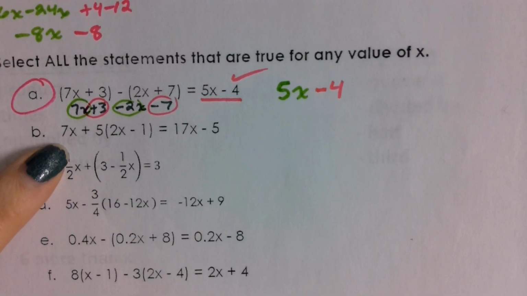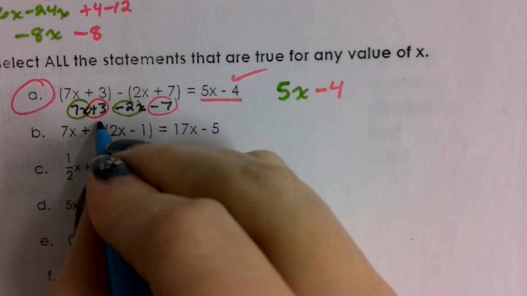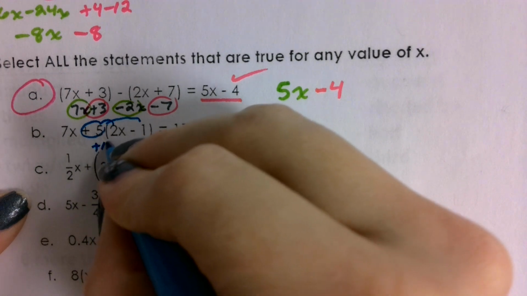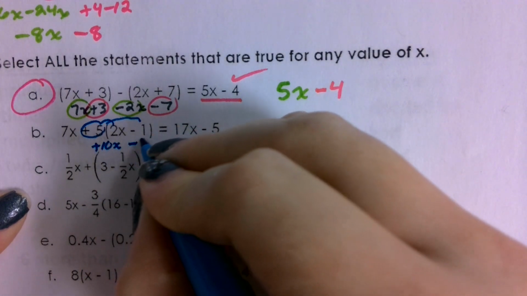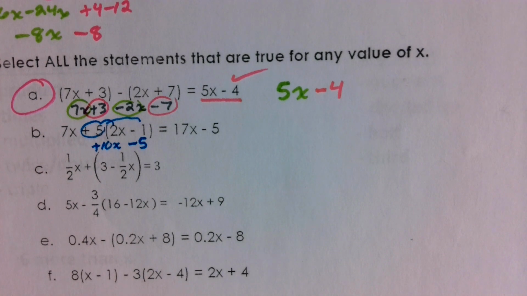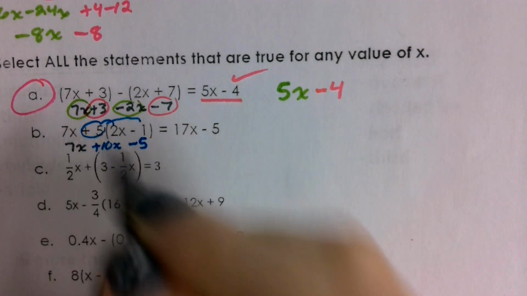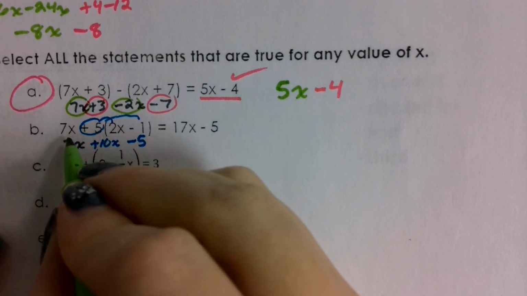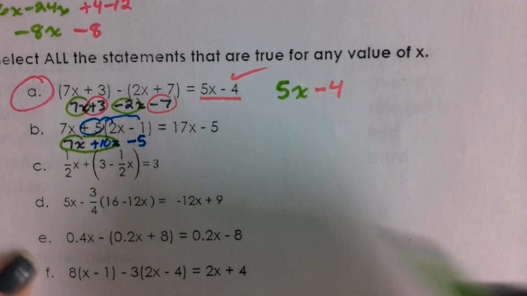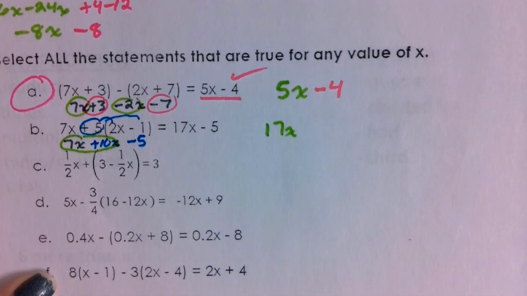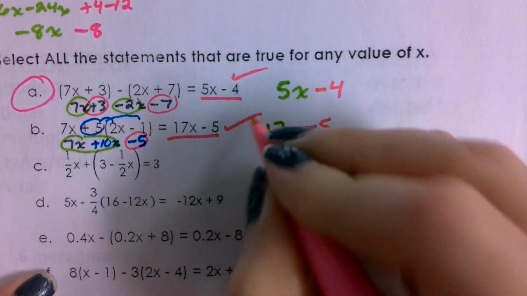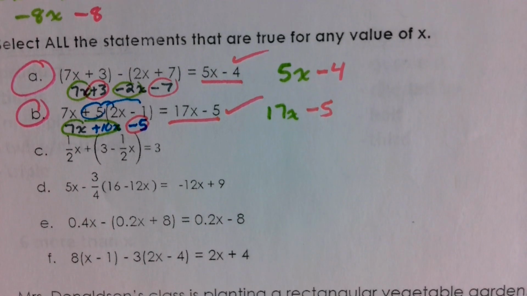Taking a look at problem B. I'm going to distribute this 5 to the 2x and to the negative 5. That's going to become a positive 10x and a minus 5 when I distribute. So I now have 7x plus 10x minus 5. I want to see, is that going to be the same thing as 17x minus 5? I got 7x plus the 10x. That does come out to 17x. That minus 5 is all by itself. It has nothing to pair with it. Comes out to the same thing. That's a true statement.